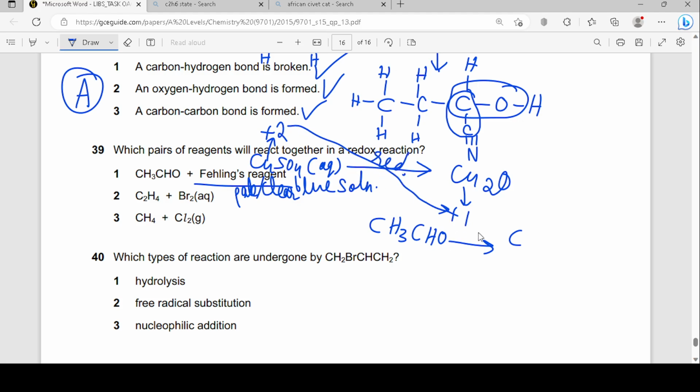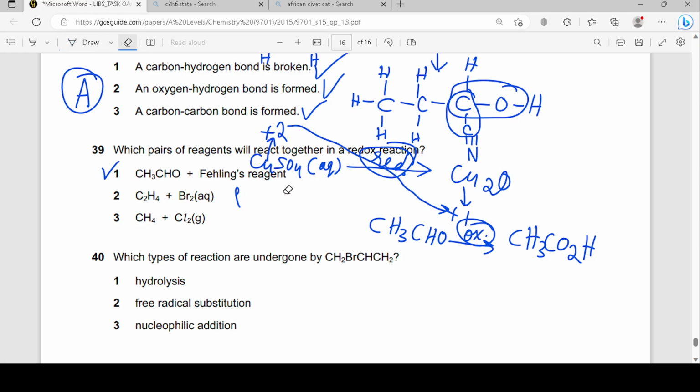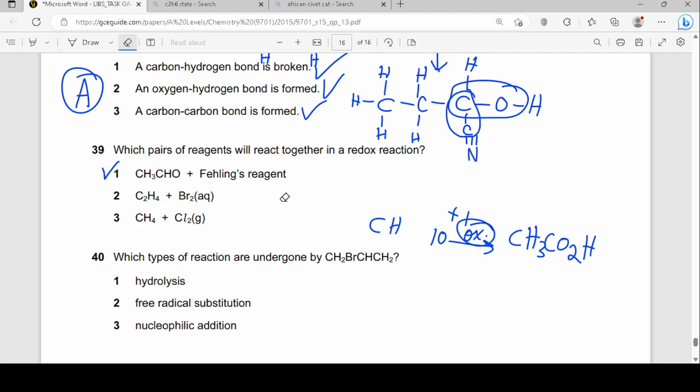So this is reduction, and CH3CHO, like it's an aldehyde, in the presence of Fehling's reagent, is oxidized to CH3CO2H, which is a carboxylic acid, ethanoic acid. So reduction is taking place and oxidation is taking place. Since both are taking place, it's a redox reaction, obviously. So one is right. Okay, hope that makes sense. Now I'll go to number two.